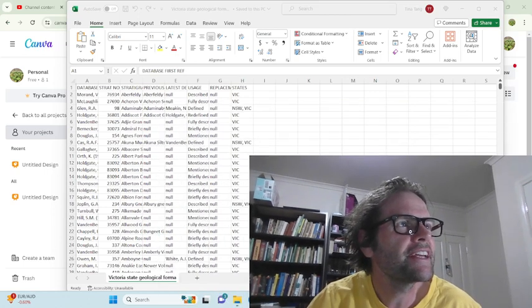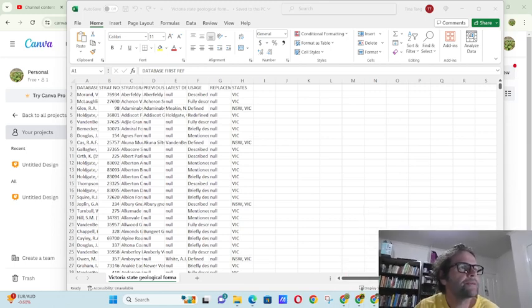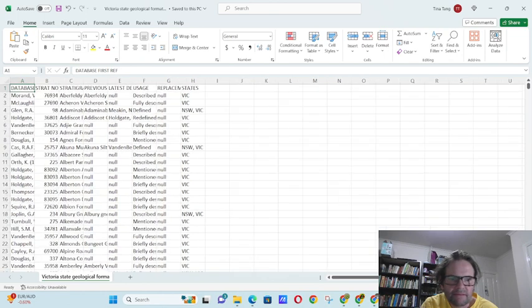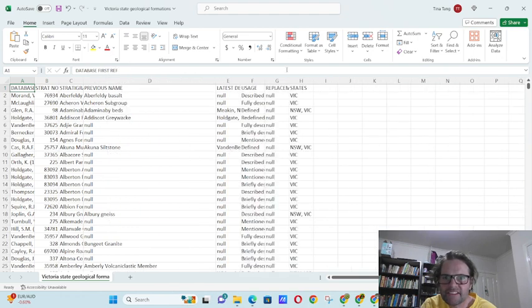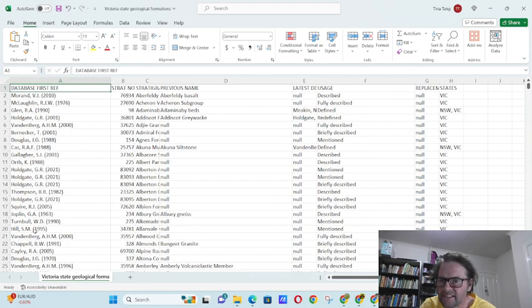Okay, so what we have here is the geological formations that are in Victoria. This does not seem to be in order, but if we just expand these lists, it's got described, scribe, mentioned. We have the initial person who actually described it. So these will be papers.